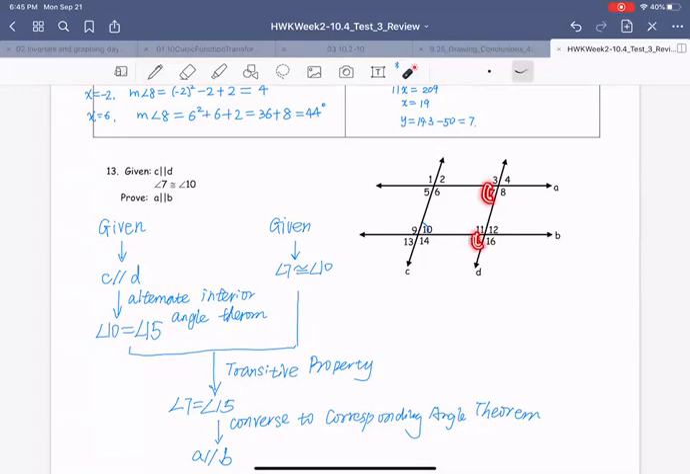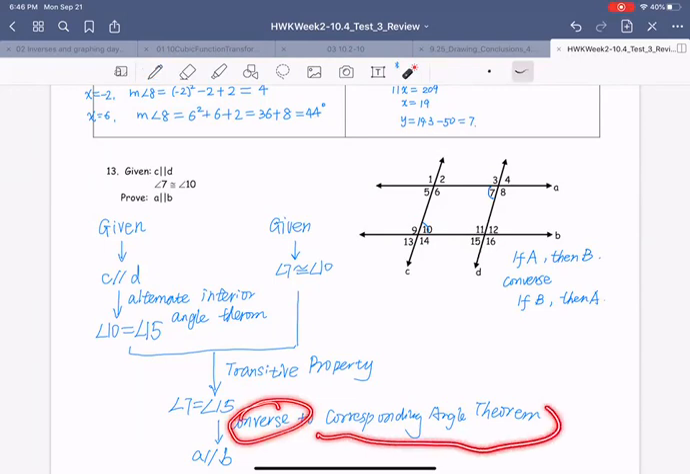If these two angles are equal, then we say these two lines are parallel. What's the theorem to support this? Remember when we learned about if A, then B, that's a converse. If A, then B, correct? Yes. So the converse is if B, then A, right? So this is called the converse to the corresponding angle theorem.